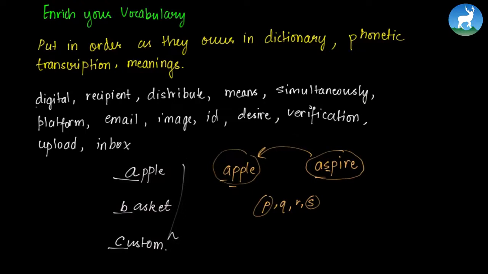Now we know that words starting with D must come first in the order of dictionary, and we need to see the second alphabet, that's I in case of digital, I in case of distribute, and E in case of desire. So we know that desire comes first in the dictionary among these words. Second, we will see if G comes before S. So yes, G comes before S. So digital comes next and then distribute. And similarly, we will classify other words.